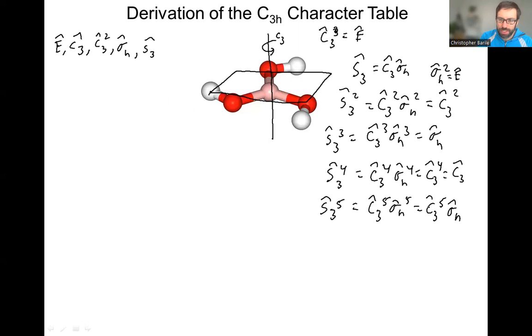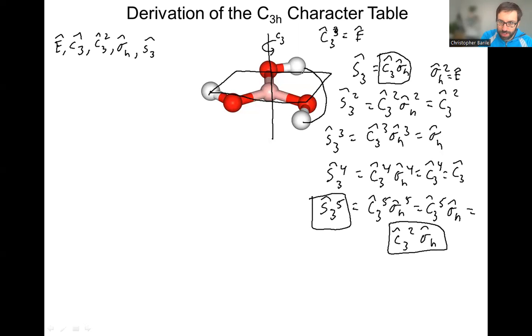And so this is actually equal to a C3 twice times sigma h, because we get to the same spot after C3 3 times, that's identity. So this is actually S3 5 times, that's actually unique, because we never had this. If we think back to what an S3 is, we took this atom, went 120 degrees, for example, and then did a flip. This one is now taking this atom and going 240 degrees and doing a flip. So those are different. It's a unique operation.